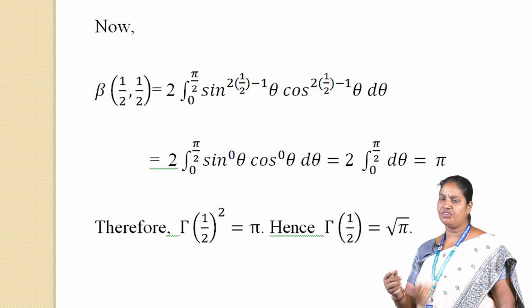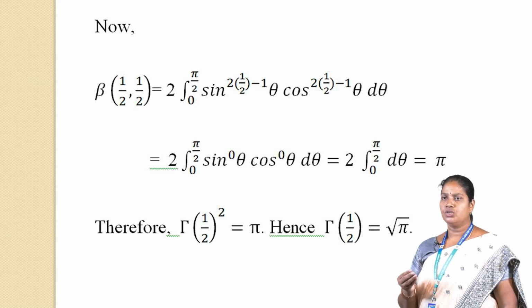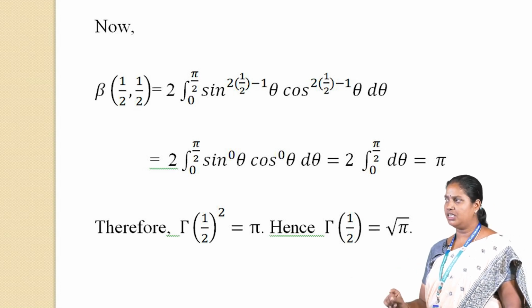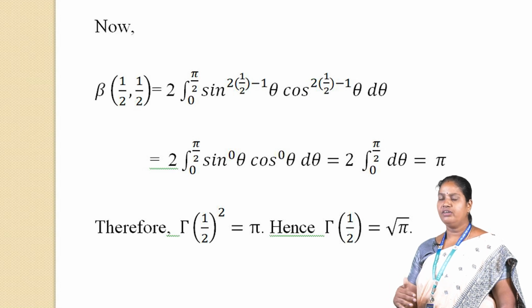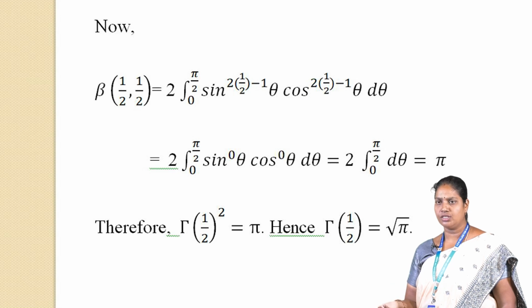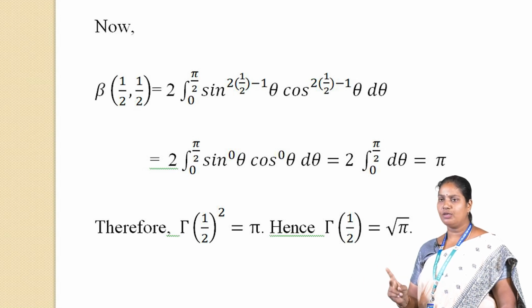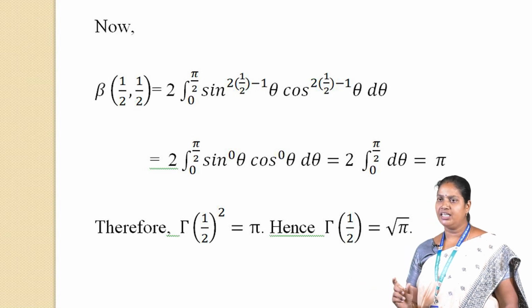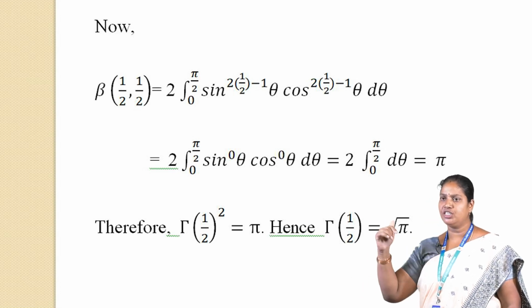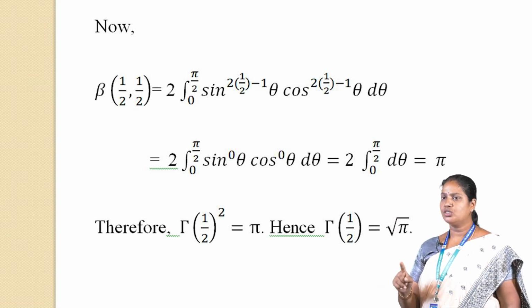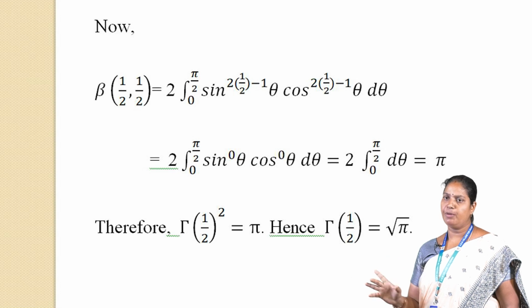We know that 2 into half is 1, minus 1 is 0. So this integral becomes 2 times integral 0 to pi by 2 sine power 0 theta cos power 0 theta d theta. We know that anything power 0 is 1, so sine power 0 theta is 1, cos power 0 theta is 1. So it will be 2 times integral 0 to pi by 2 d theta. If we integrate d theta, it will be theta. If we substitute the limits 0 to pi by 2, it will be pi by 2 minus 0. Outside 2 is common, so 2 into pi by 2 will be pi.